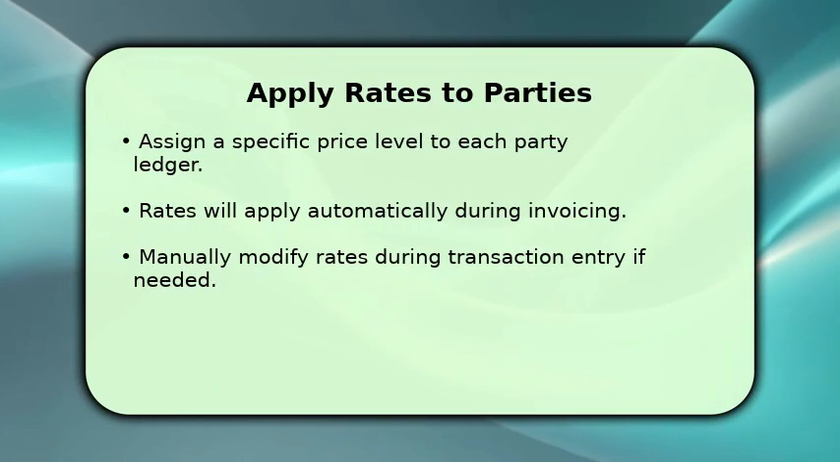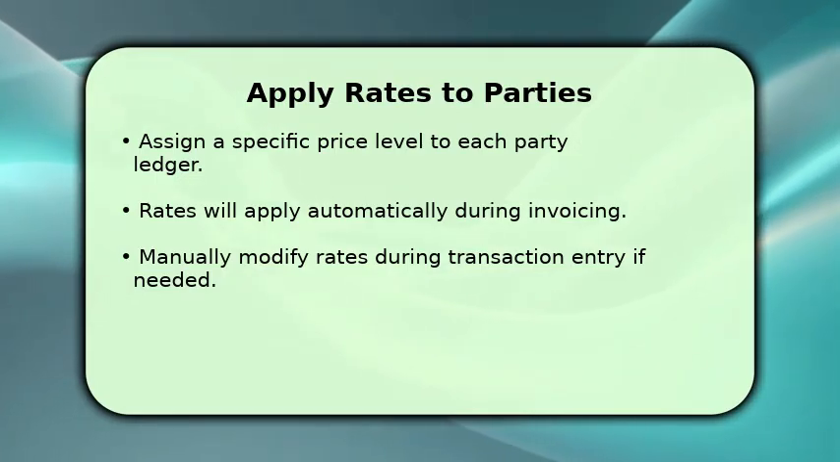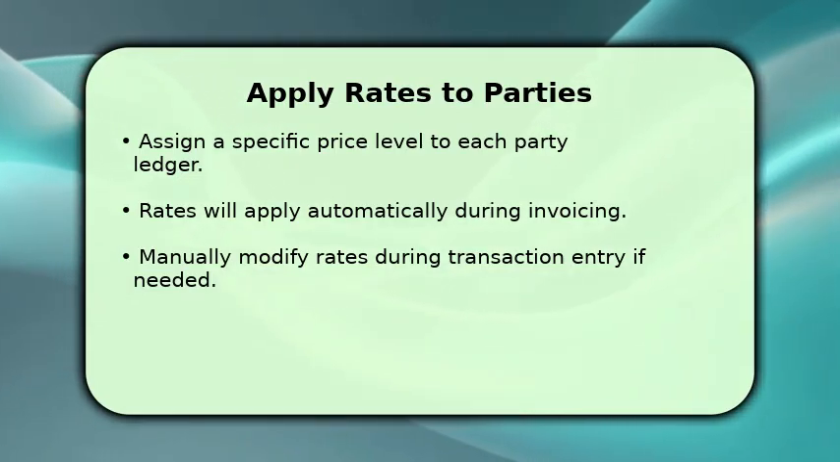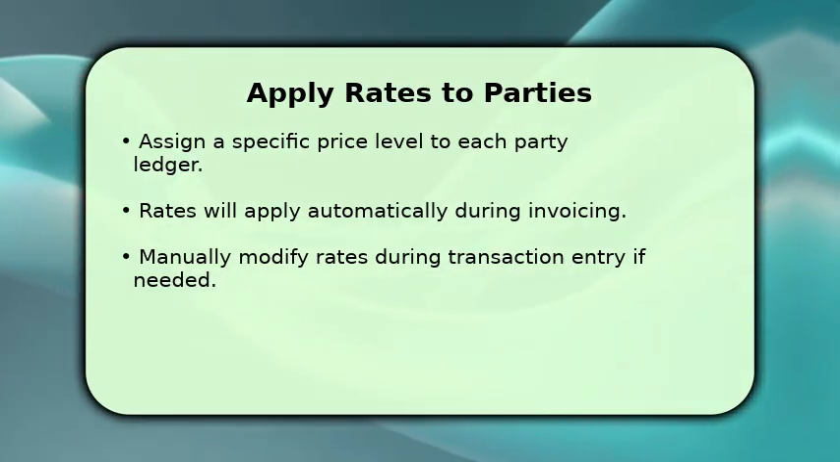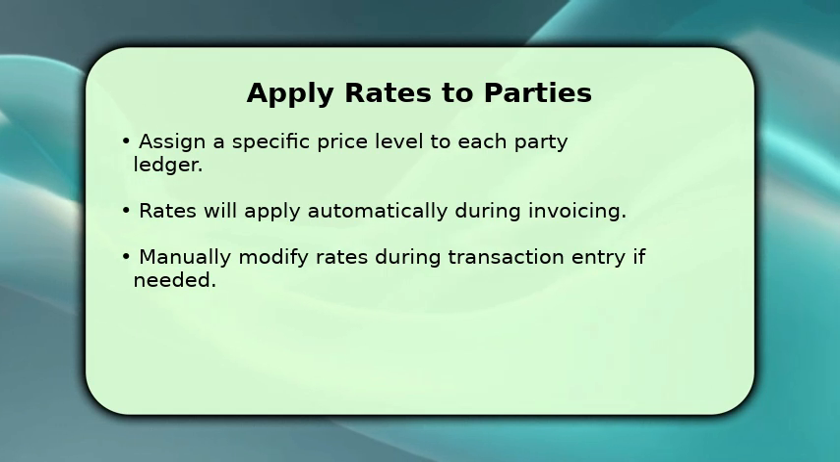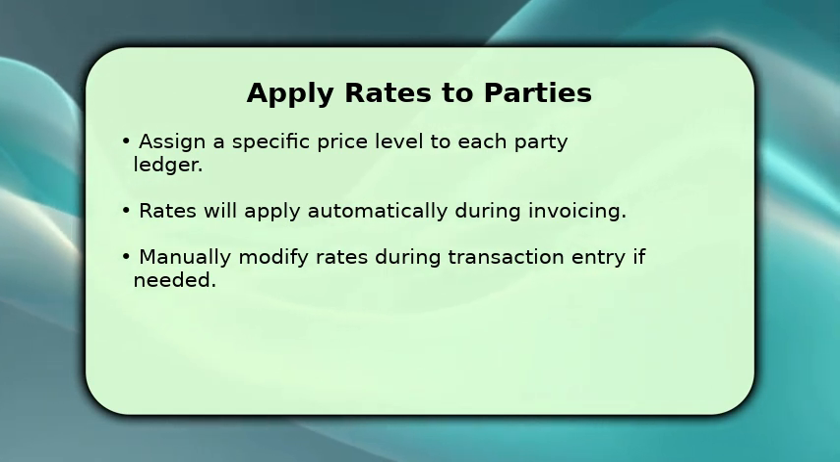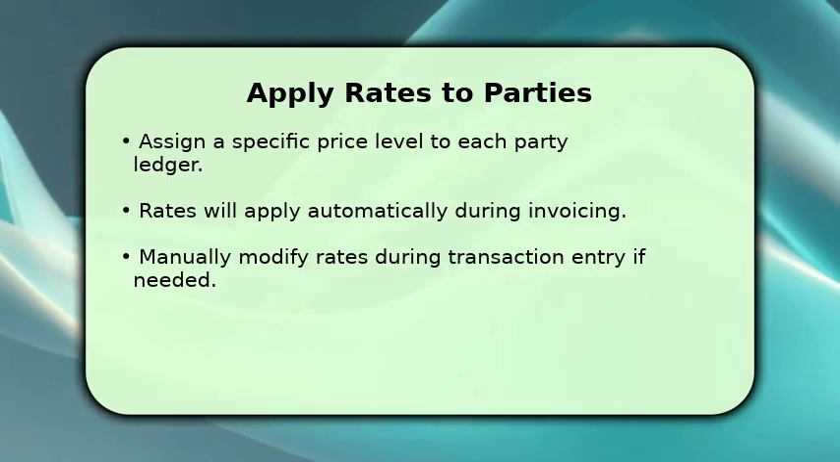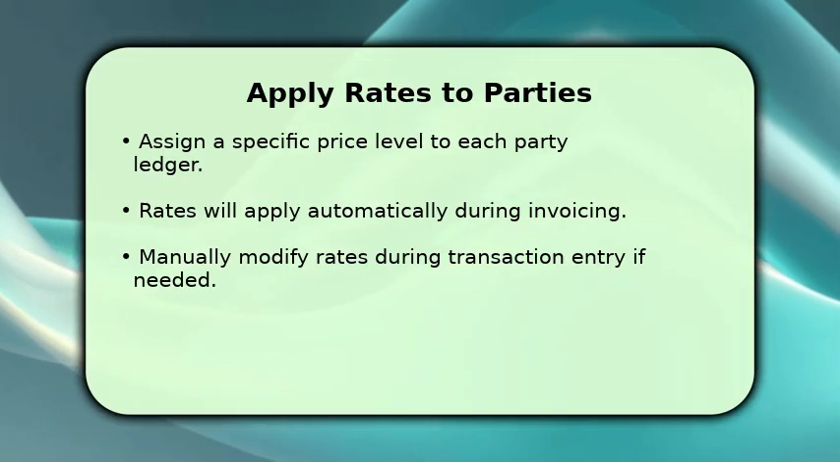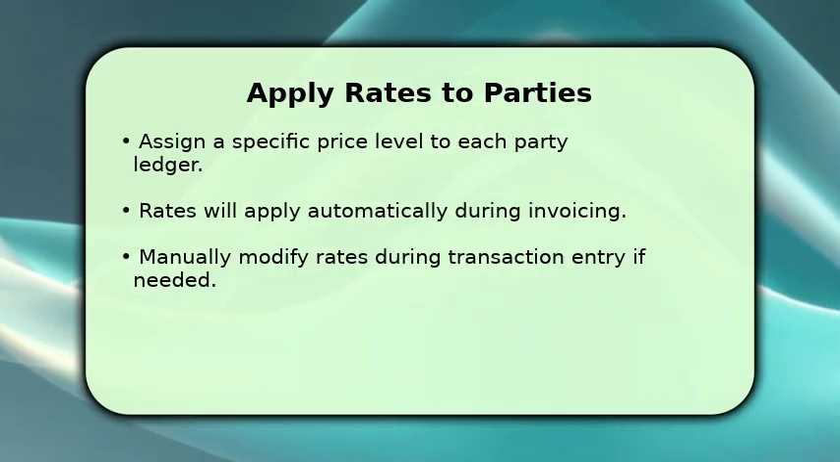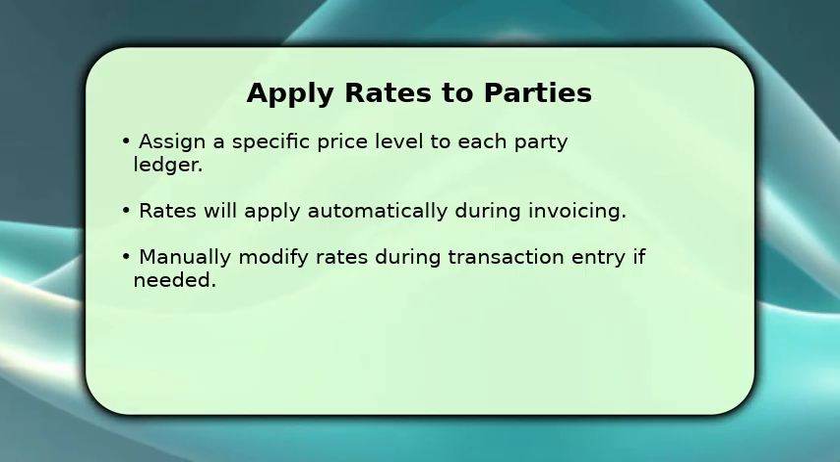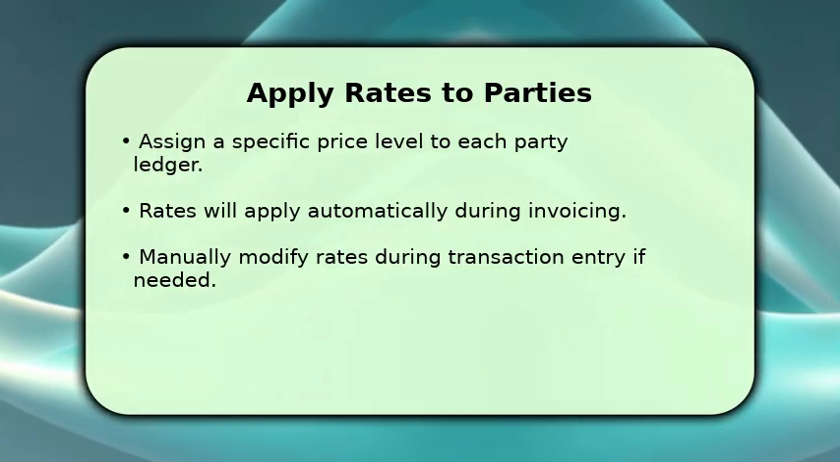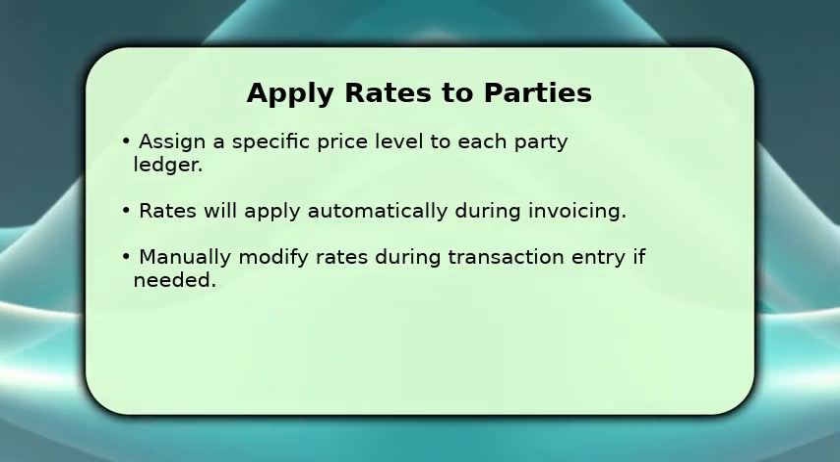With your price lists ready, it's time to link them to your customers. When creating or altering a party ledger, assign the appropriate price level, such as retail or wholesale, to that specific party. This ensures that when you create a sales invoice for them, the correct rates are automatically applied. Remember, you always have the flexibility to manually adjust rates during transaction entry if a special situation arises.